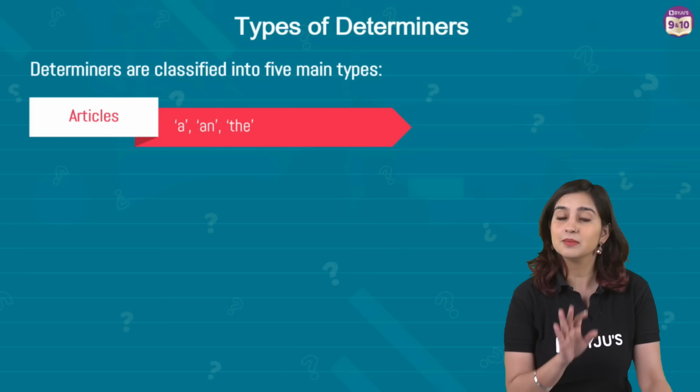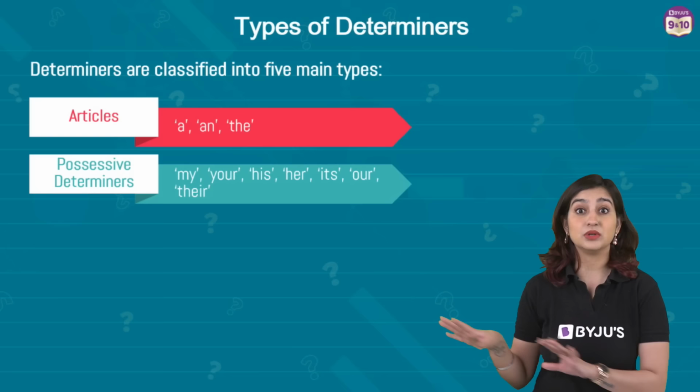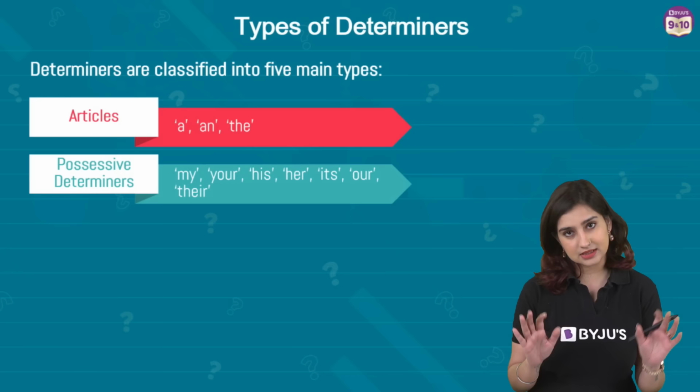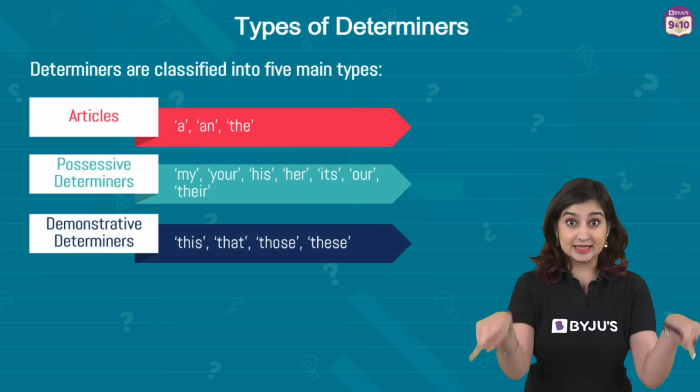Possessive determiners, possessive means to tell whose it is, theek hai? Mine, his, yours, theirs, whatever it is. Okay, so my, your, his, her, its, our, their. Whom it belongs to. Demonstrative determiners, meaning to demonstrate, to show where something is. So this, that, these, those, okay?